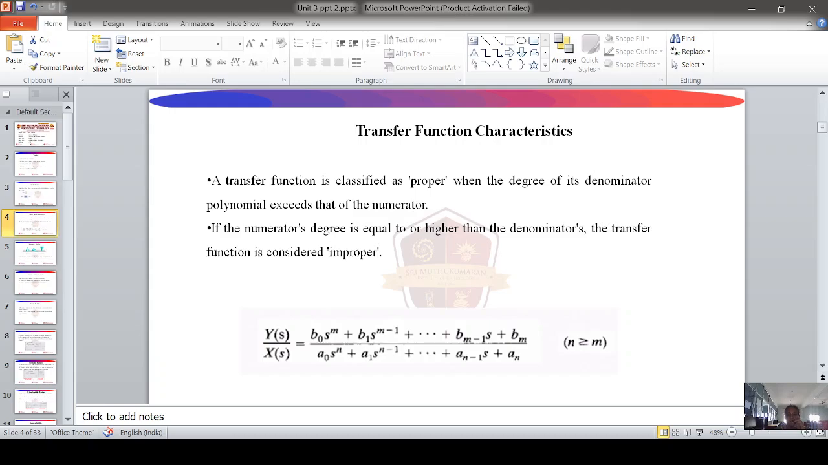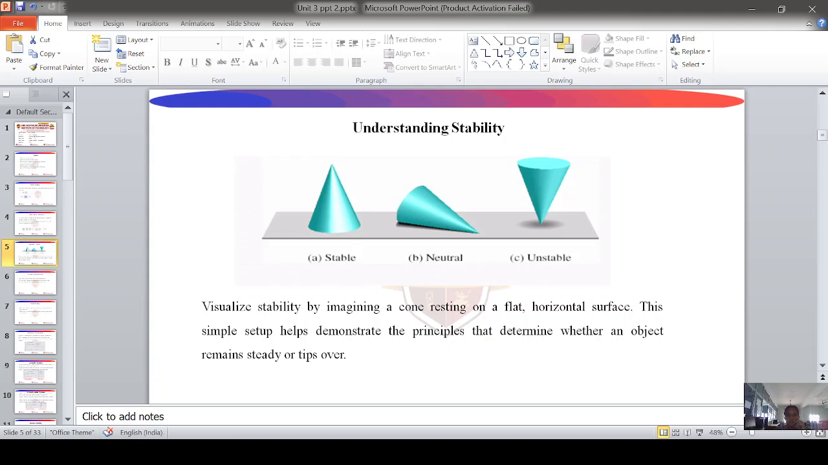Then transfer function characteristics. It is classified as proper when the degree of its denominator polynomial exceeds that of the numerator. If the numerator degree is equal to or higher than the denominator's, the transfer function is considered improper. So A of s divided by X of s equals b naught s power n plus b1 s power n minus 1 plus etc. till bn, divided by a naught s power n plus a1 s power n minus 1 plus etc. till an. This is the condition m greater than or equal to n. So this is improper.